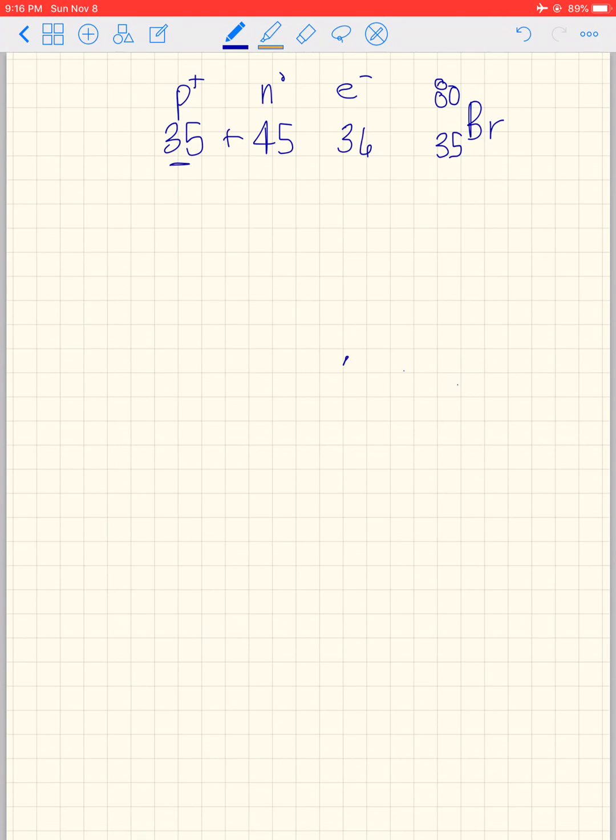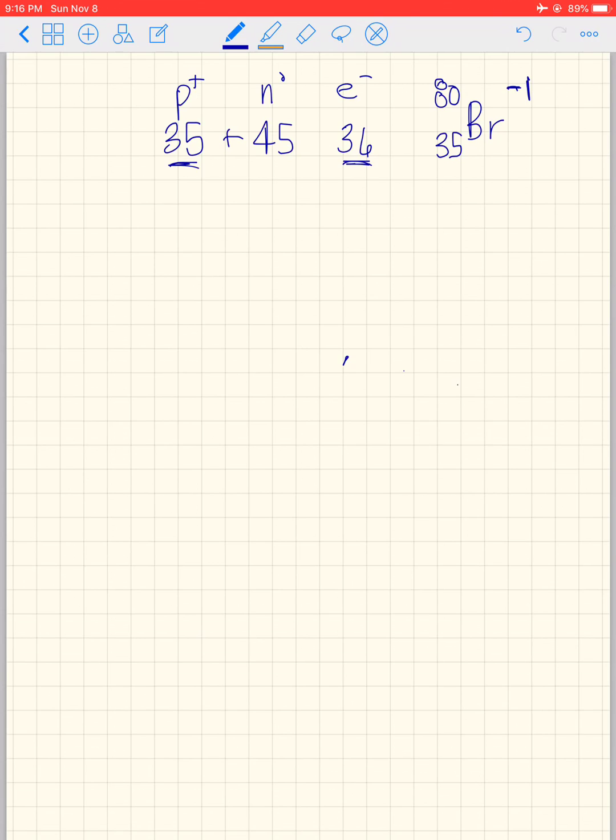Now I look at these two numbers. If they're the same, I just walk away because that means it's neutral and I don't have to do anything. But they're not the same. My electrons are bigger than my protons. So since my negatives are bigger than my positives, I'm going to have a negative charge here. How much more negative? I have 1 more negative, so it's a negative 1 charge.